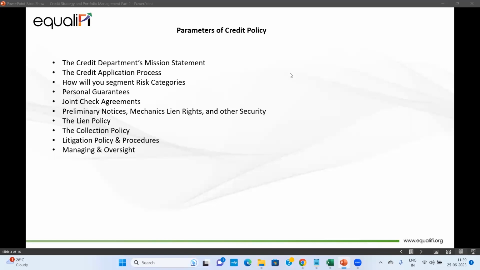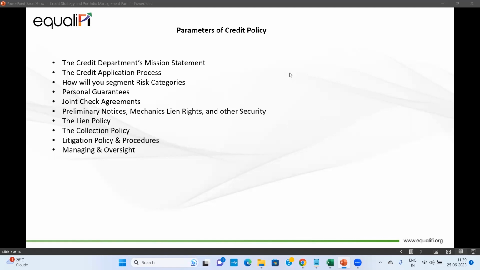Now this is preliminary notices. Next is mechanics lien rights. What is lien rights? Charge creation. Correct. So you create charge on the collateral and other security. So you can create a charge on property, on FD, on shares, right? On any assets, right?